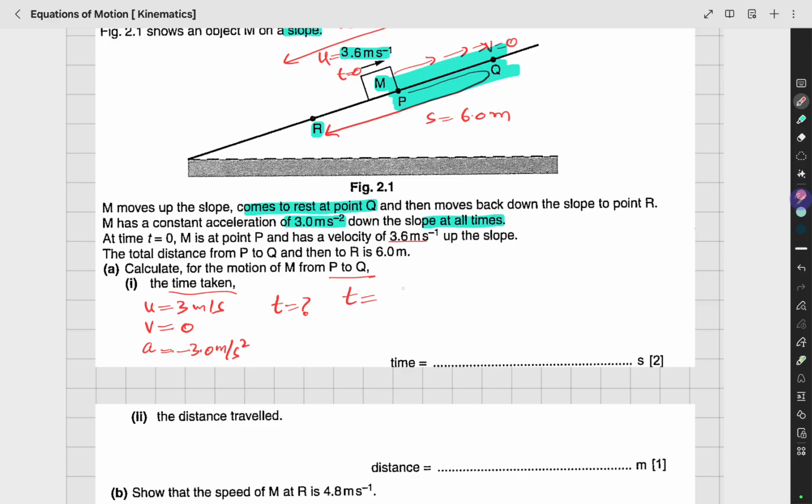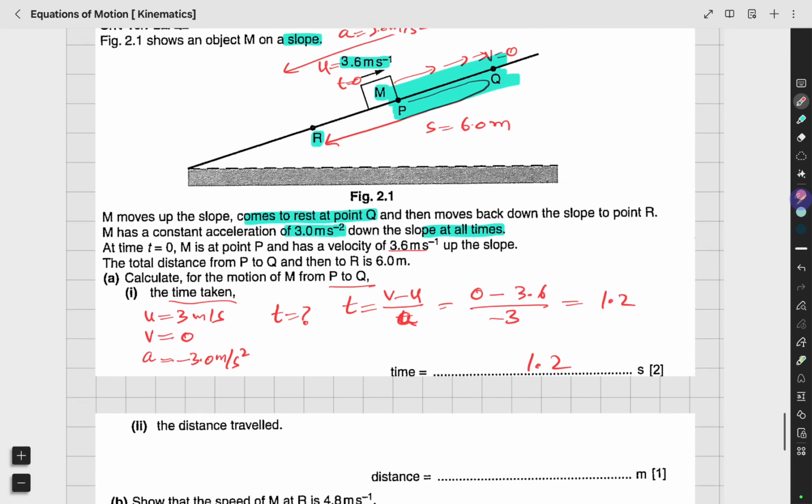Obviously you will be using the first equation, or simply the acceleration equation, t equals v minus u over a. v is 0 and u is 3.6 and a is minus 3, so it will be 1.2 seconds. So the time is 1.2 seconds.